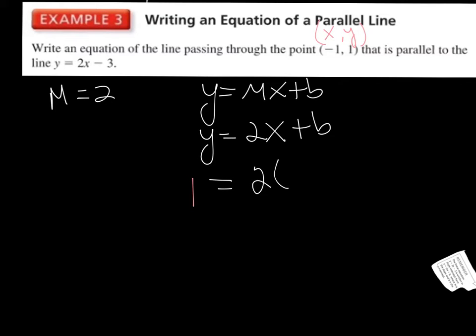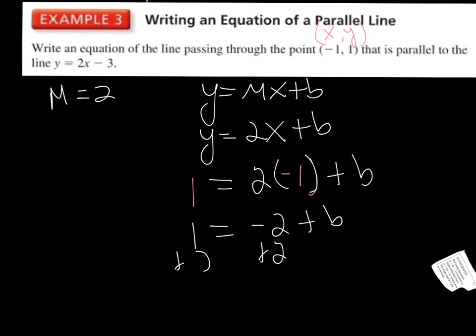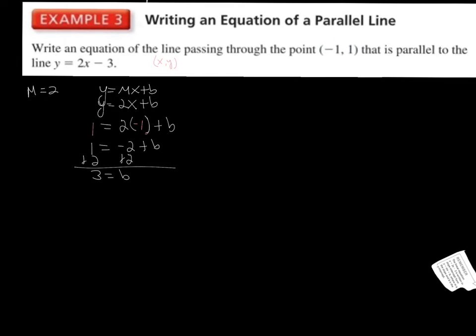And I know that my x value is negative 1. And if you notice, I don't know what my b value is. So by plugging these in, we can actually find that b value. So negative 2 plus b, add 2 to both sides, and your b value will be 3. So now all you have to do is take our b value and plug it back into the equation that we had. So y equals, we know the slope has to be 2, x plus 3.